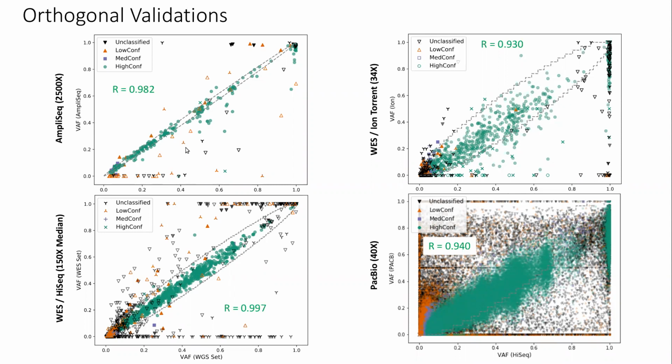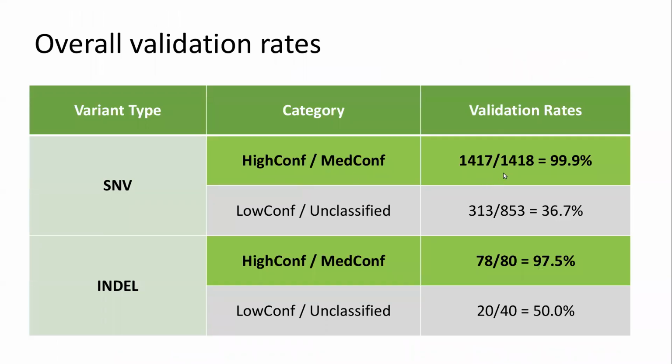But overall, you can have pretty good confidence that our high confidence and mid confidence variants have extremely high validation rates, well over 99% for SNVs. Indels are slightly lower. There are two indels that weren't validated in the validation platform. For caution, we just removed them. We removed those two indels from the reference call set.